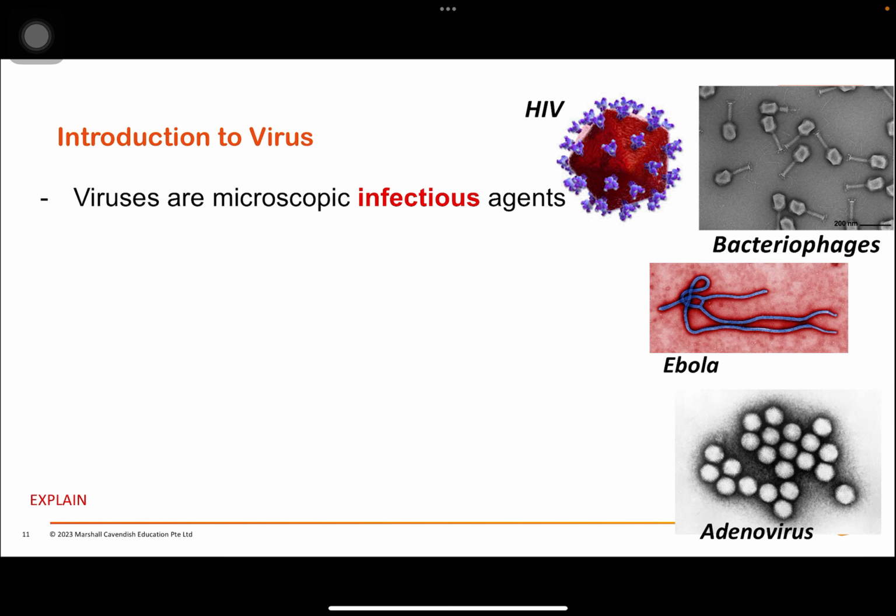Viruses are very microscopic, even smaller than bacteria, and they are infectious. As you can see on the right hand side, some examples include Ebola, adenovirus, HIV, and bacteriophages. Virus reproduce inside a living host cell. It does not have its own machinery to reproduce.